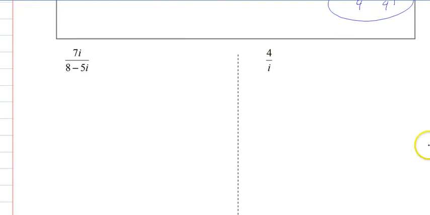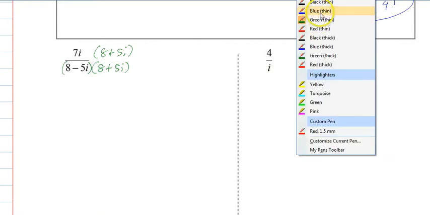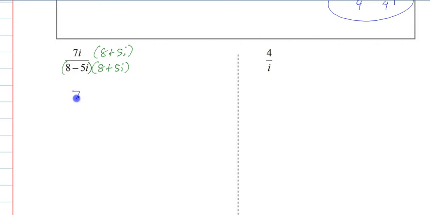So try these two. I have one with just i, and I have one that needs a conjugate. Hit pause, give them a shot. So you should have used 8 plus 5i. And then when we multiply it out, we get 7 times 8 is 56i plus 35i squared, all over, and then on the bottom we just have to multiply. 8 times 8 is 64 plus 5 times 5 is 25, because we know the middle terms are going to cancel.